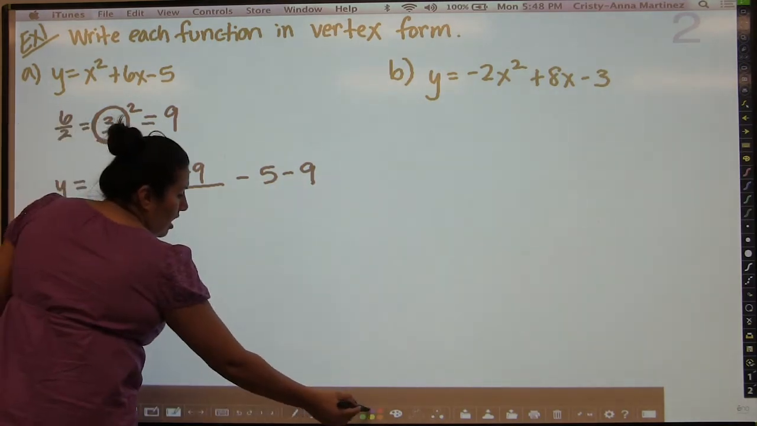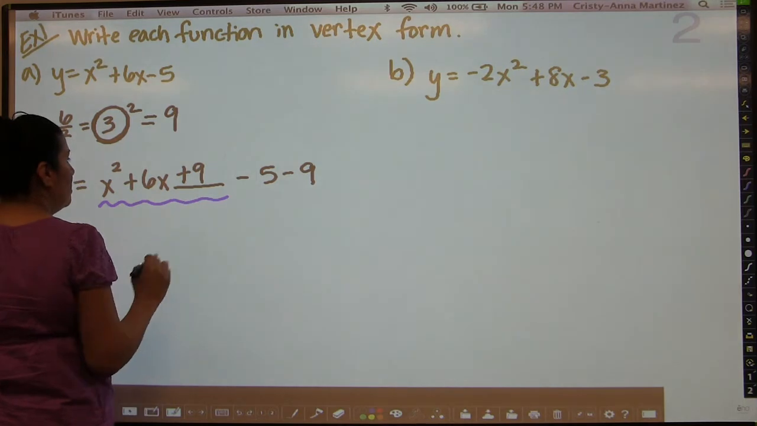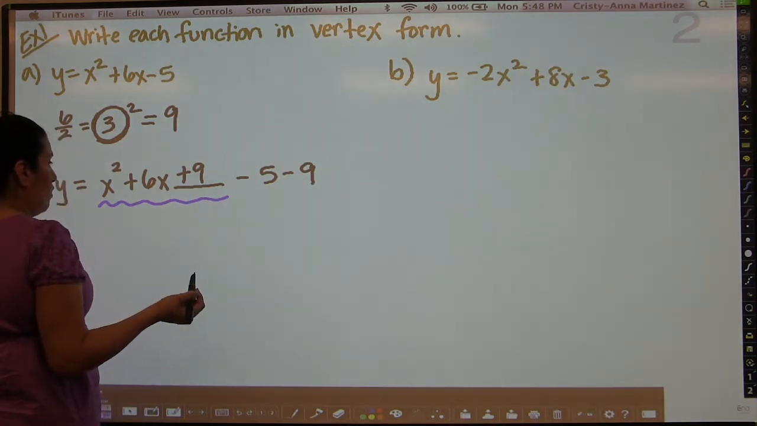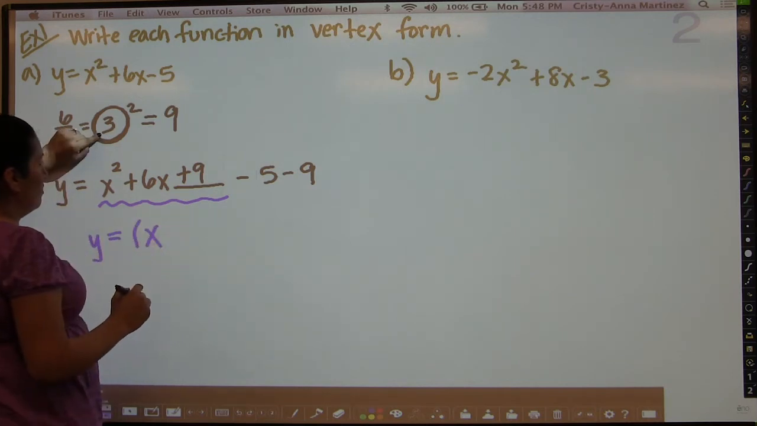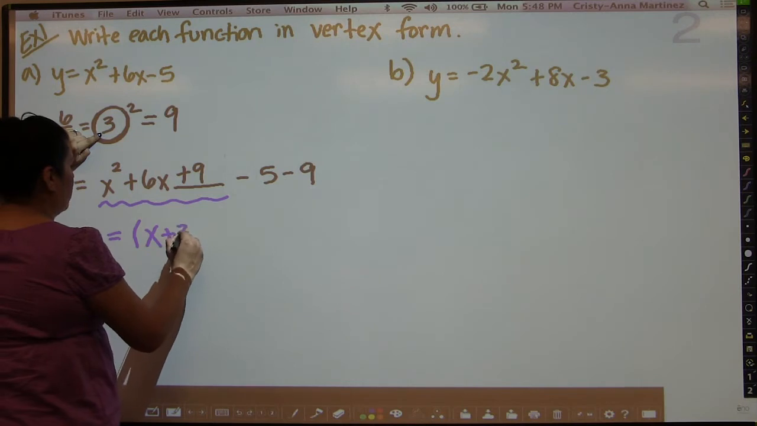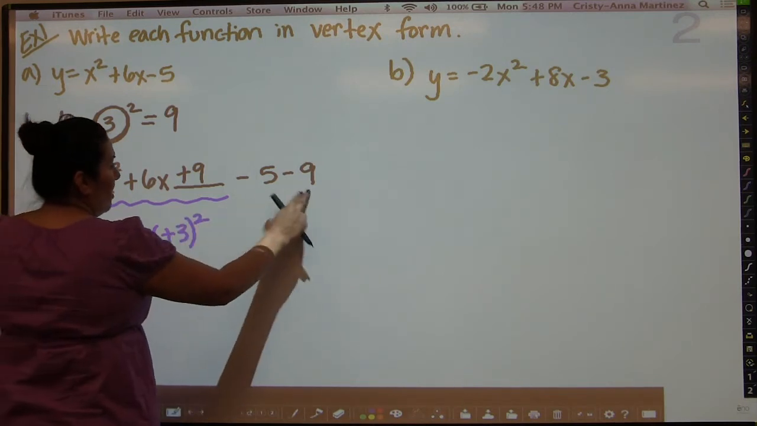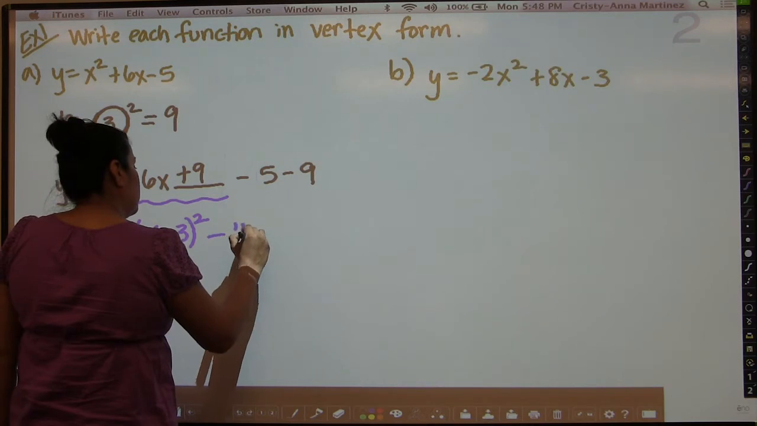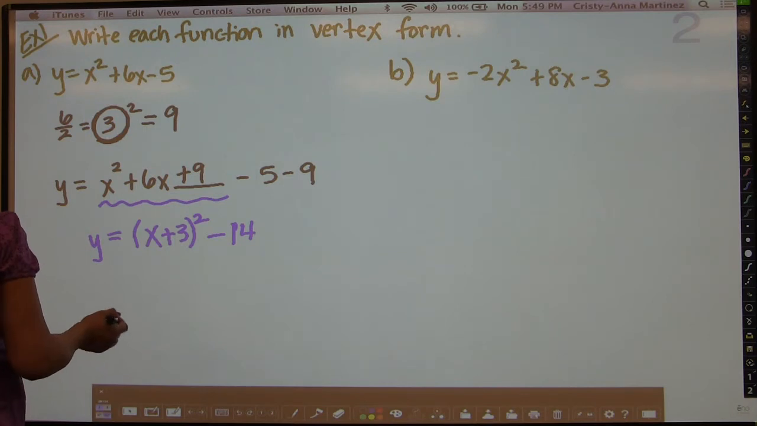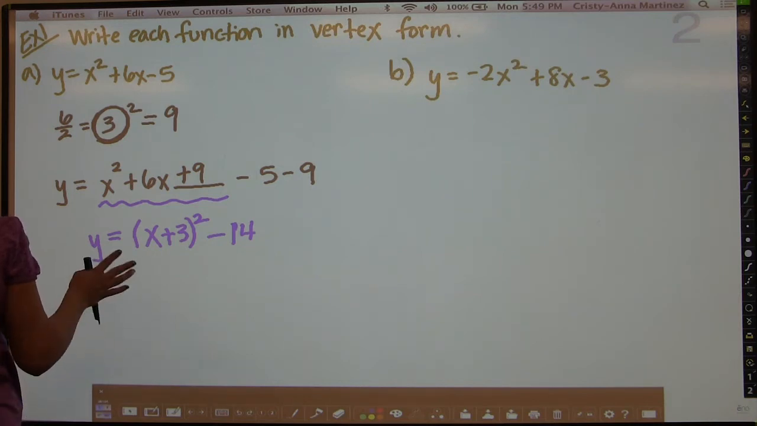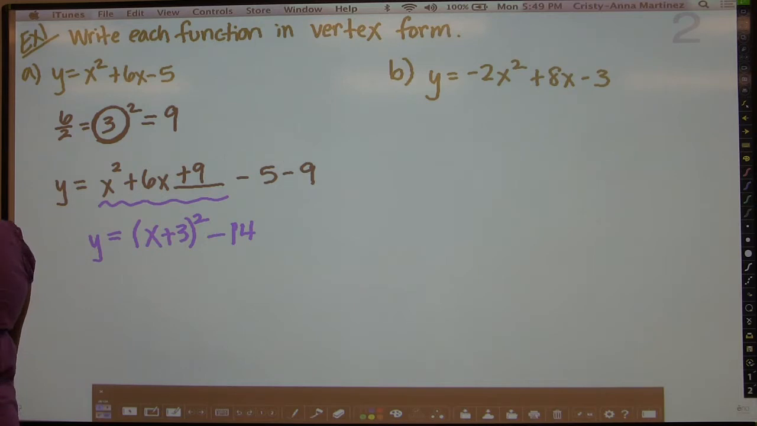Now, I focus just on this portion of it, and that's the portion that I do like I had before, which is where I factor it, right? So I'm going to write y equals x, and of course this number before you squared it is always what goes in your factor form. And then -5 minus 9 is -14. So believe it or not, that is your vertex form. That is your vertex form.